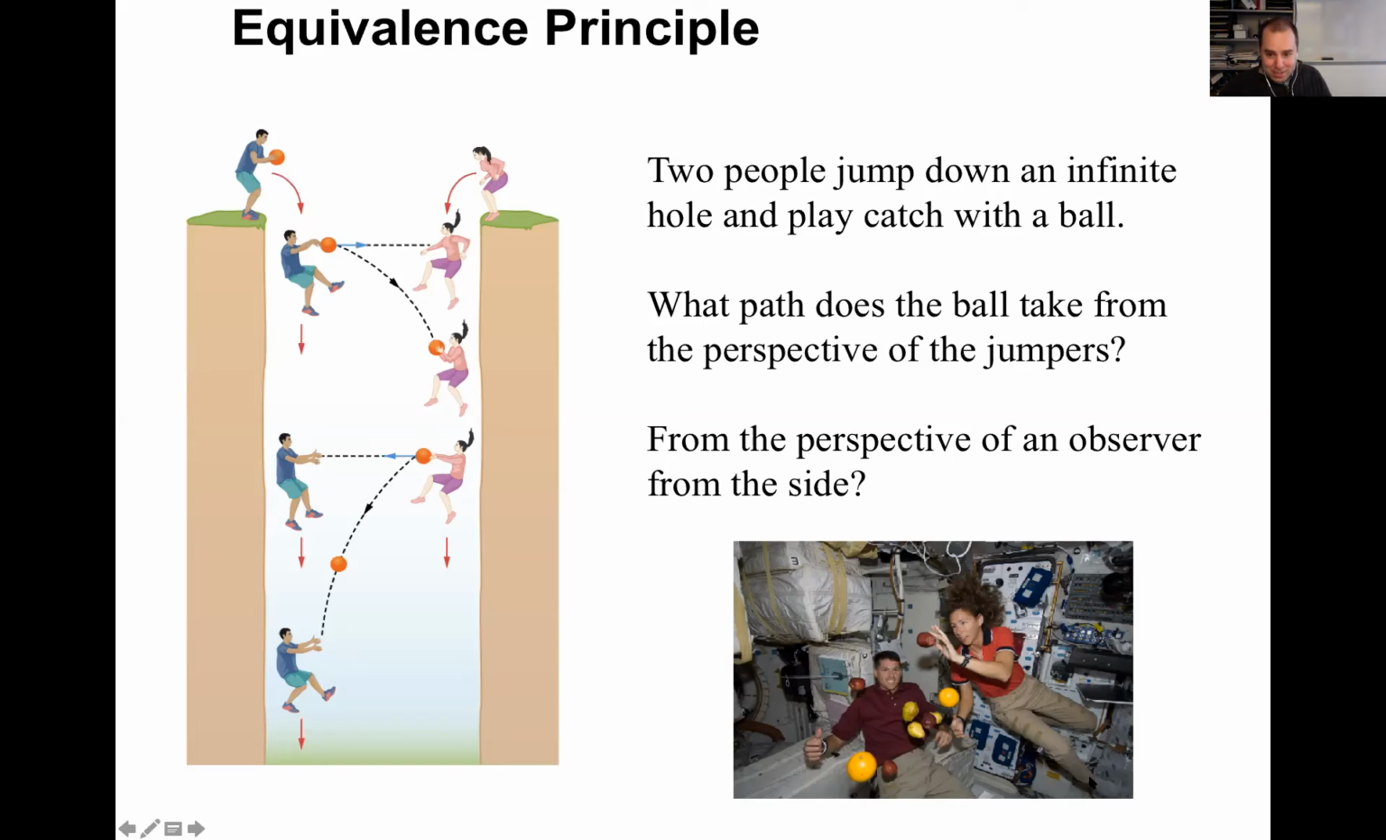In fact, we know that these two people and the ball and the orange and the space station and everything else with them are in fact in free fall. It's orbiting the Earth. It is constantly accelerating. But inside, they can't tell. And not only that, there's no experiment that they can do that will actually tell them.